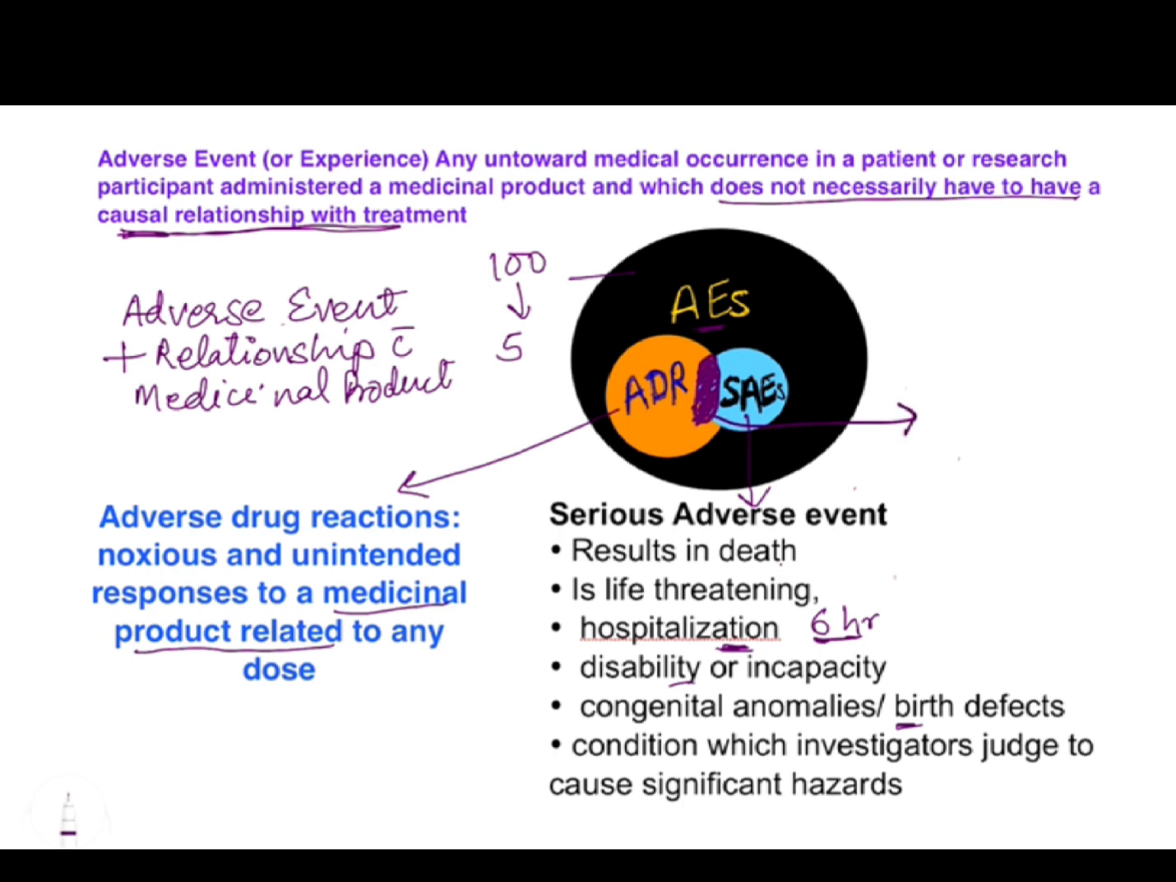Now you can also see there is a little overlap area here, between reaction and serious adverse event. What this means is, if the event is serious and it is also found to be related to the medicinal product, then it is termed a serious adverse reaction. And this is quite a concern in a clinical trial. If a lot of serious adverse reactions are happening, then the trial can also be stopped, because then safety is questioned.